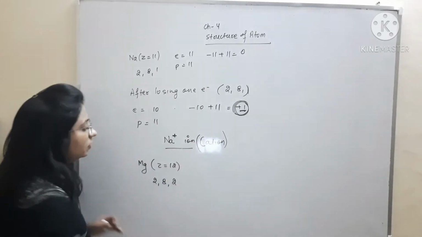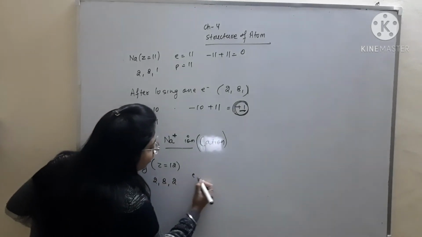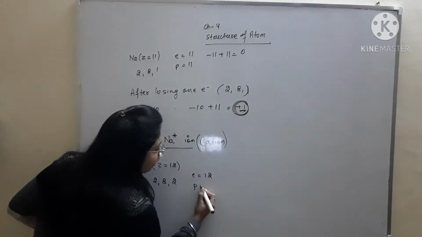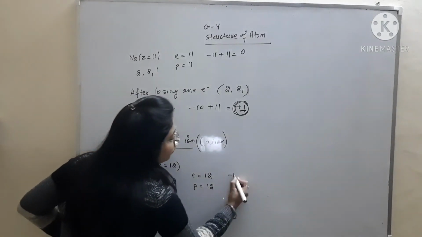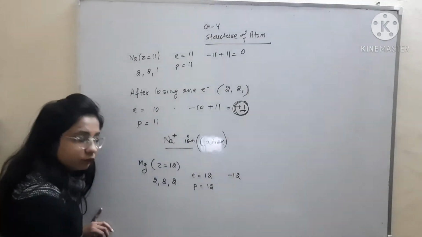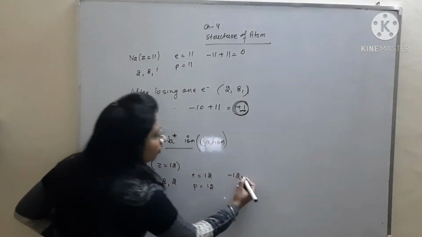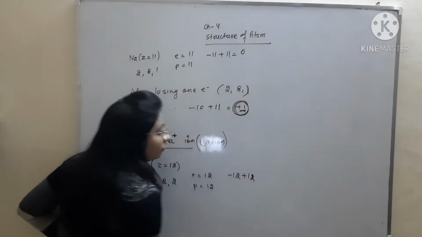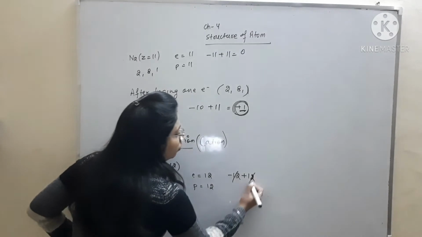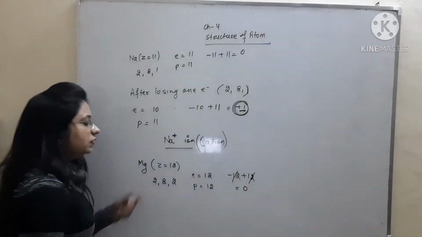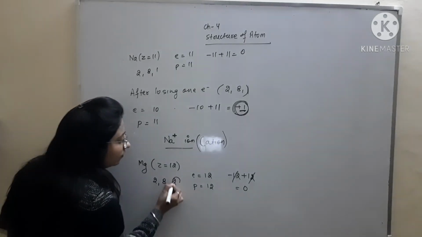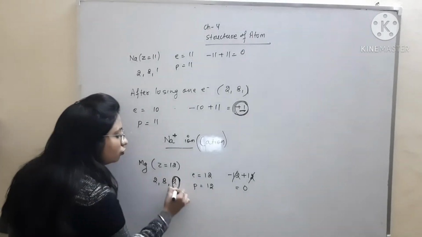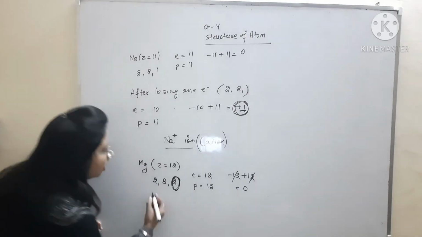But first of all, magnesium has 12 protons and 12 electrons. Because of 12 electrons it has minus 12 units of charge, and because of 12 protons it has plus 12 units of charge, and overall charge it will have 0. But in order to attain stability, magnesium has to lose these 2 electrons.